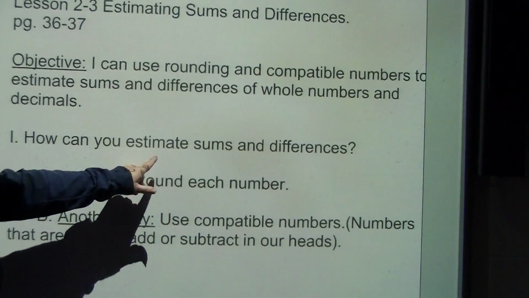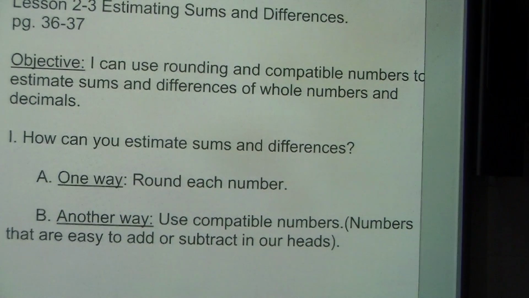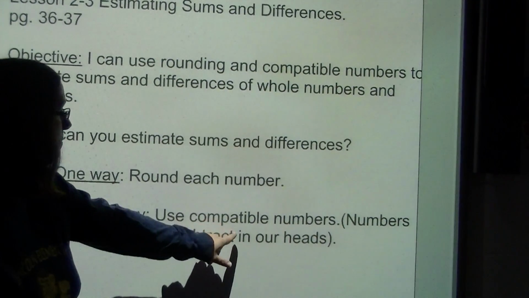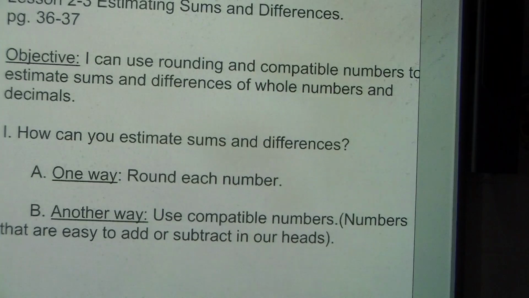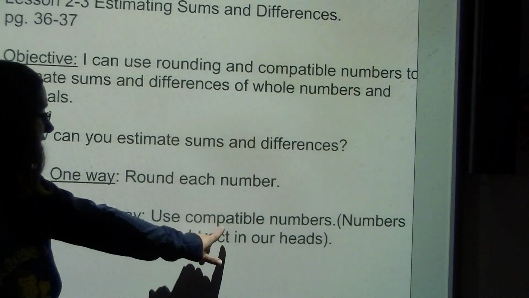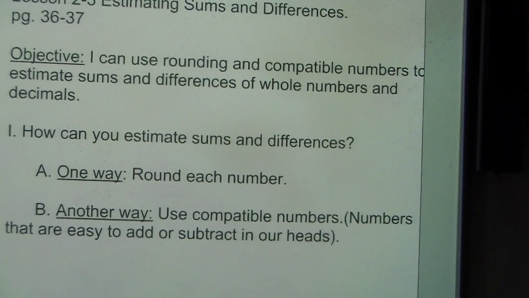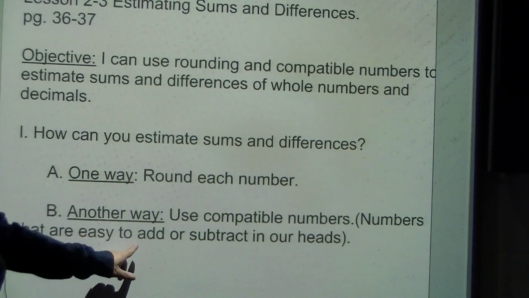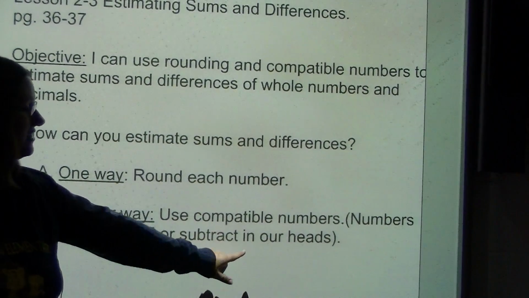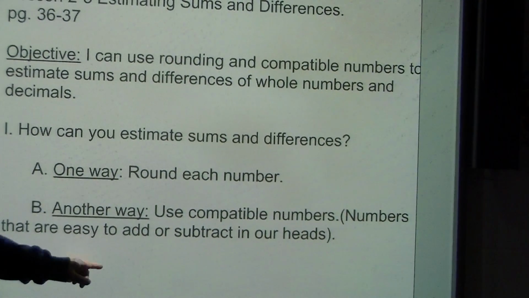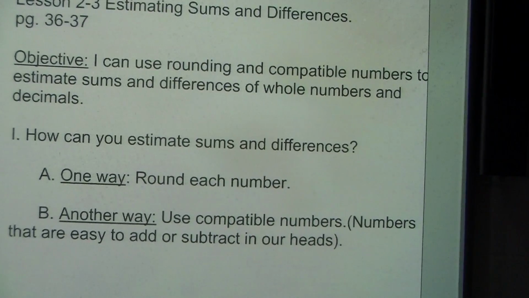So one way, put down, is that you can round each number. So to get our estimate, we're going to use rounding, which we've been practicing. And B, another way, is to use compatible numbers. Now that's something new we haven't talked about this year. And what is a compatible number? I put it here for you in parentheses. Compatible numbers are numbers that are easy to add or subtract in our heads, meaning we don't need to use pen and paper or a calculator.